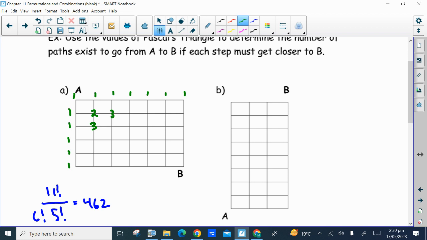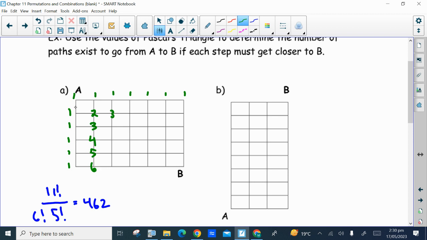If I continue downwards now, 1 plus 3 is 4. 1 plus 4 is 5. 1 plus 5 is 6. There would be 6 different routes that you could follow to get from A down to this point at the bottom.